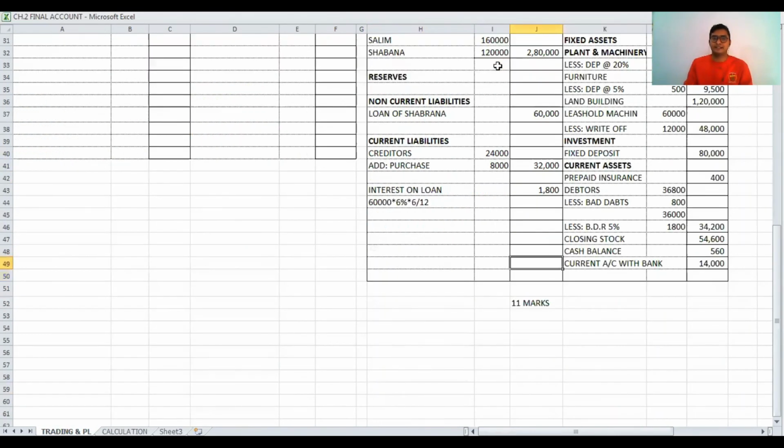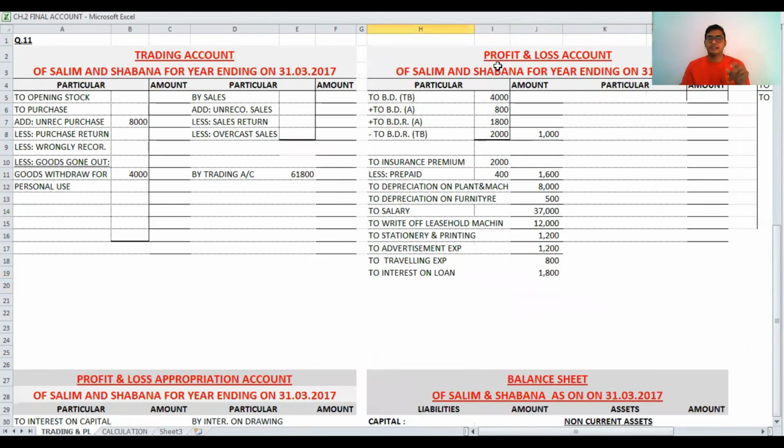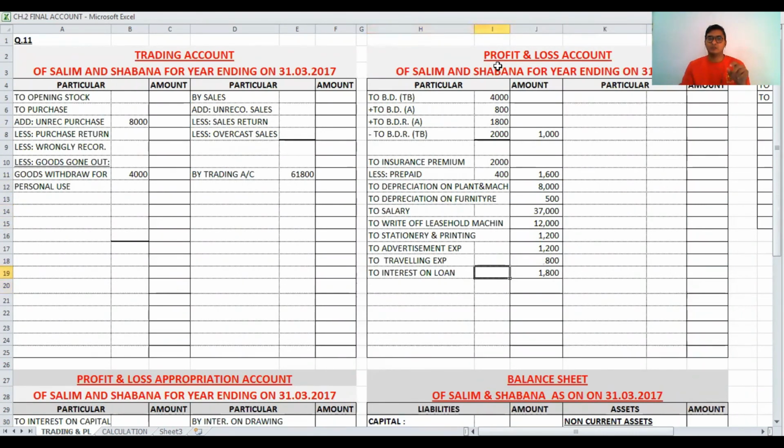Okay, there is a hidden adjustment. First of all, the loan that we have to record on non-current liabilities, and second thing that we have to check is whether the loan is of a partner. Yes, if Shabana is a partner, then this loan we have to record, and on it we have to provide interest at the rate of 6% if no specific rate is given. Then another entry is in the P&L account for the same amount, 1800.